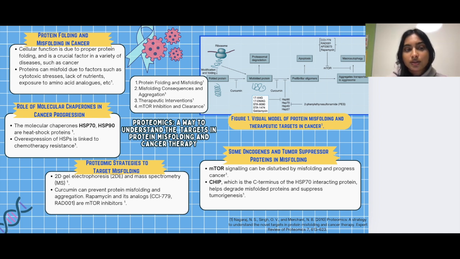This topic should be included in the BCH 261 course because it is not only interesting to learn about, but it exposes students to specific real-world techniques to help them understand the targets in protein misfolding and how it applies to cancer therapy, which is a common health issue in the present day. It also reinforces the understanding of protein folding, misfolding, and disease, which is already a topic in Chapter 6.